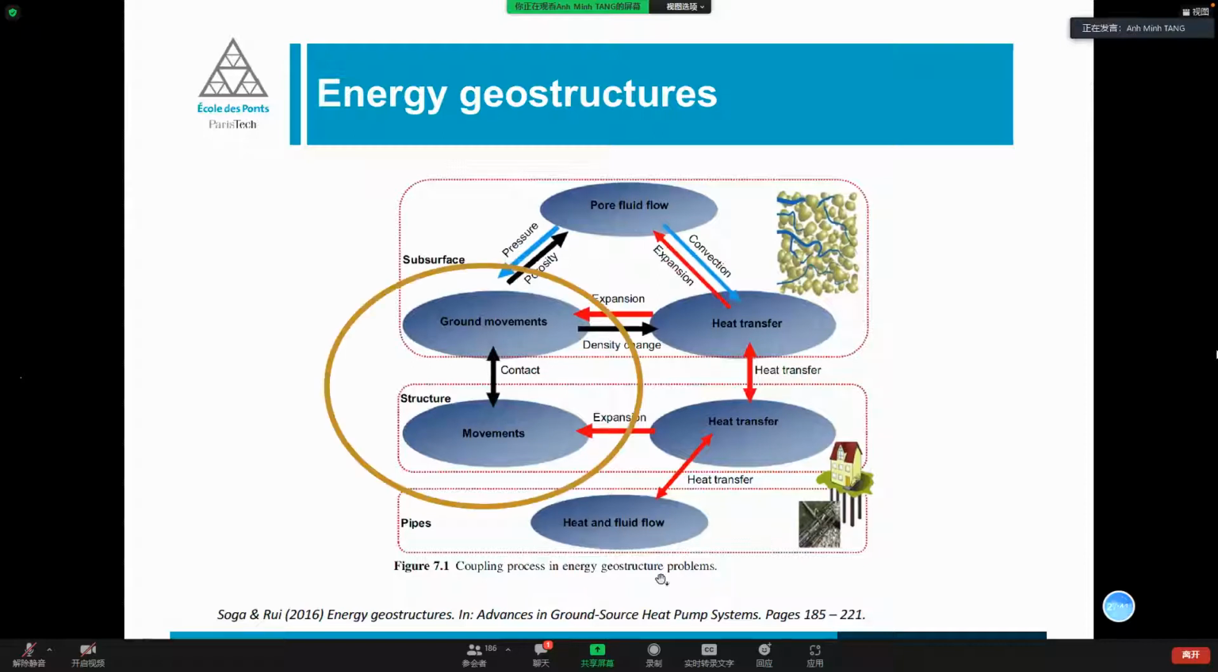So in our group, we focused mainly on the interaction between ground movement and the structure, because this part is mainly the mechanical part. The other part is related to the heat transfer. So in the next slide, I will show some results where we see the mechanical interaction between the structure and the ground, the soil, at the interface.